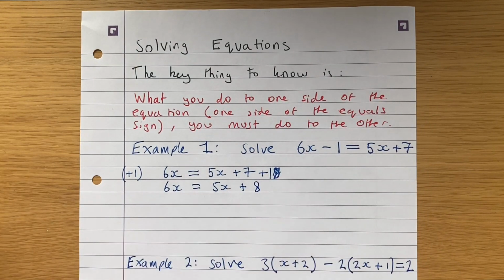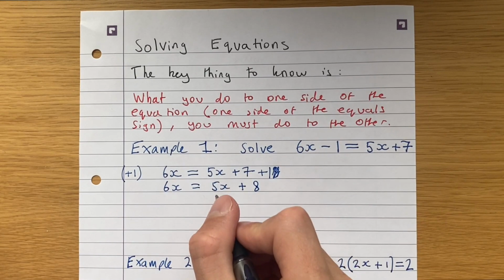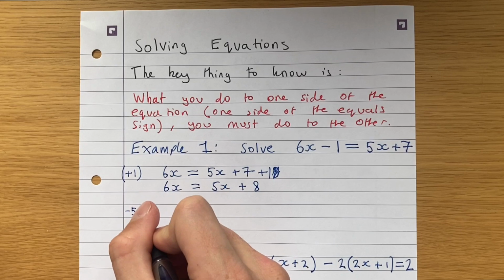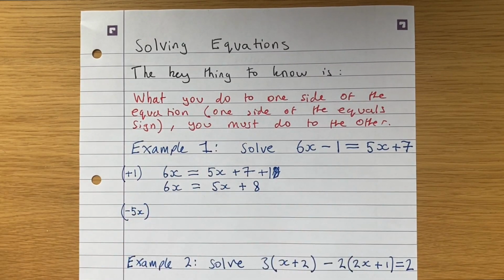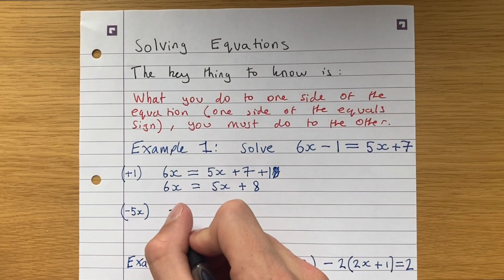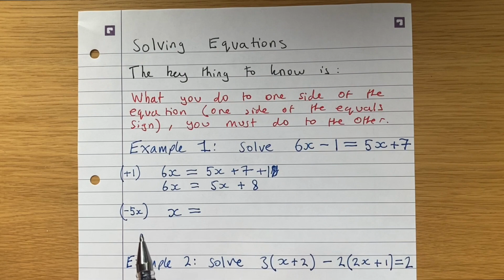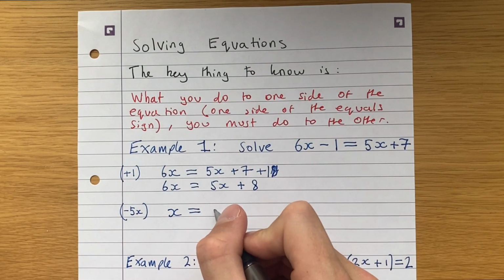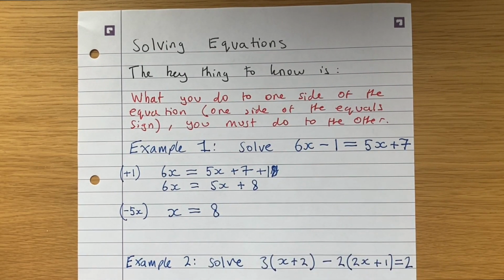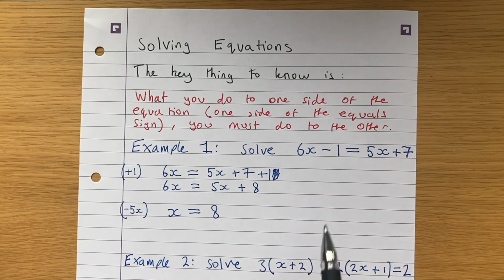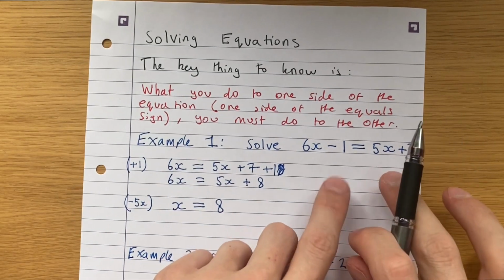And now, if we want to get all the x's on one side, all we need to do is minus 5x from this side over to this side. So if we write in the brackets minus 5x from both sides, we get 6x minus 5x, which is just 1x, or just x, equals 5x minus 5x, well, that's just 0. And that leaves us with our answer, x equals 8. So x equals 8 is the solution to this equation. When you put in x equals 8, these two things are equal.